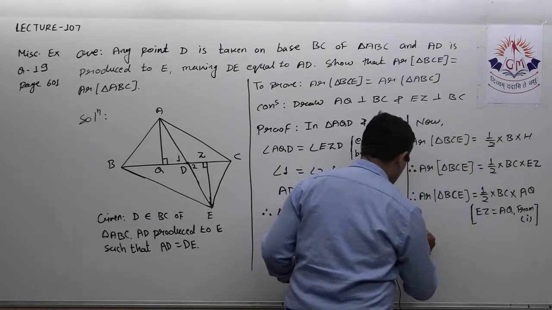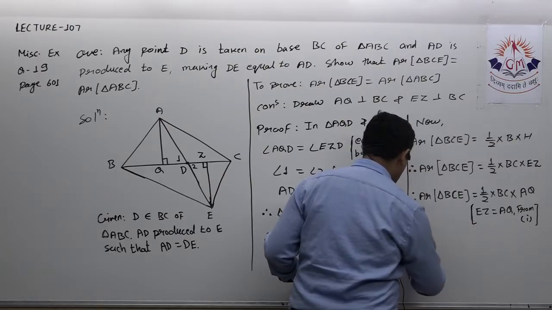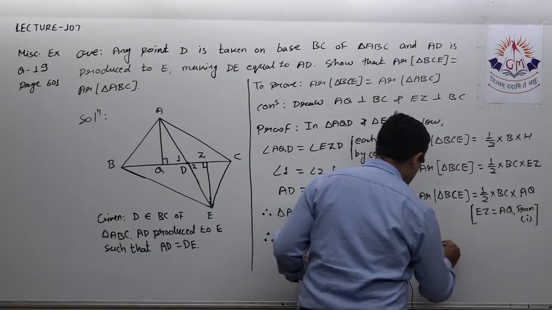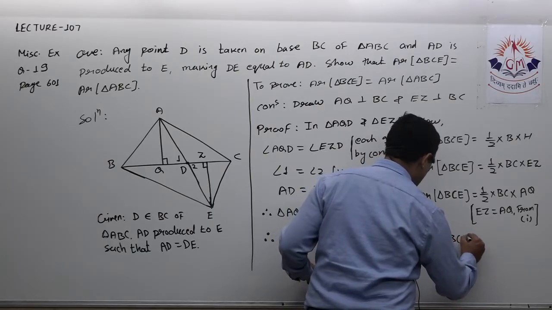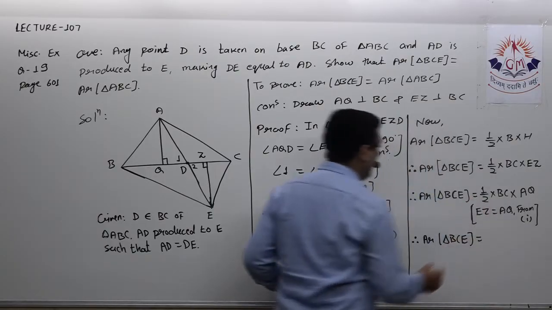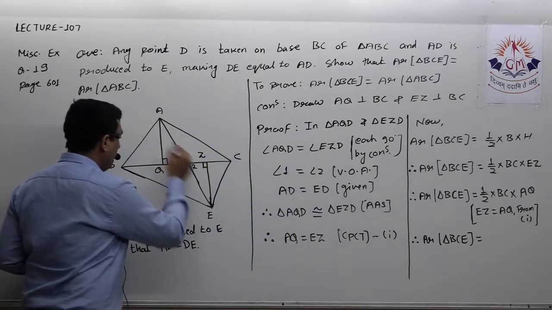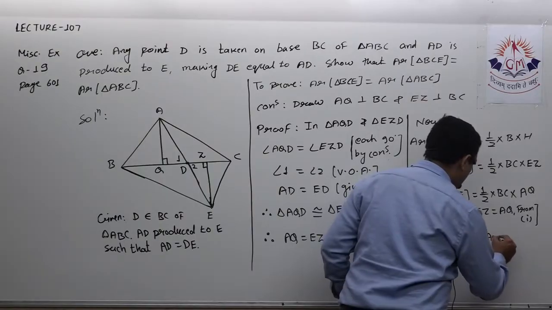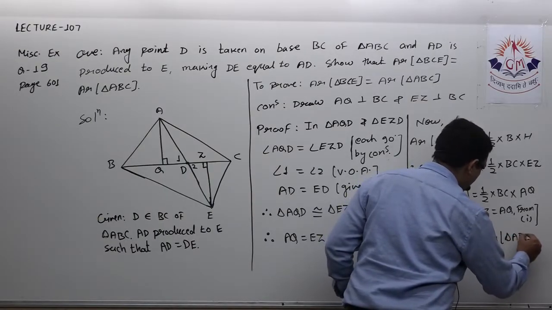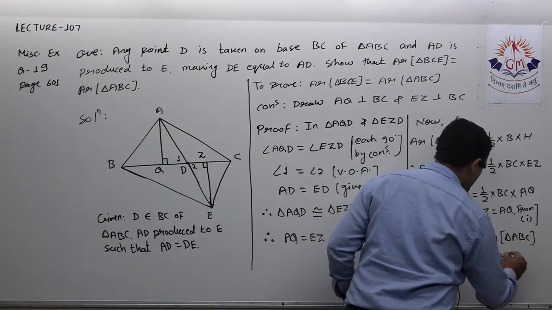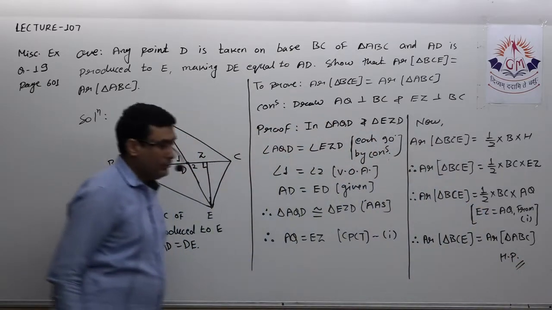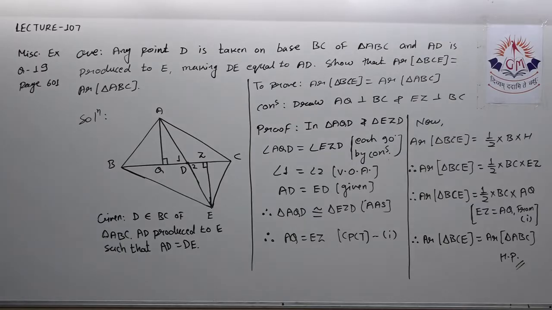This is the last step that I am going to write. Area of triangle BCE is equal to 1 upon 2 BC into AQ, and 1 upon 2 BC into AQ is area of triangle ABC. Hence proved. So please note it down. Then we'll see the next question.